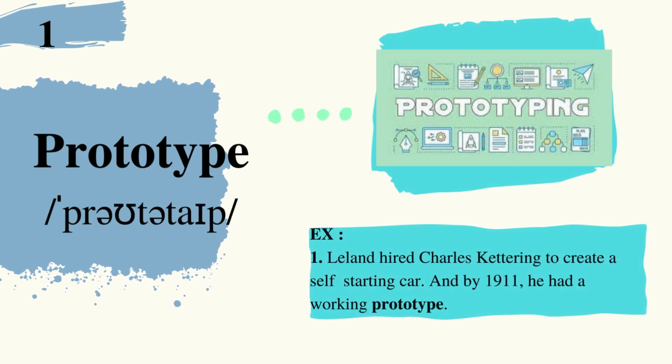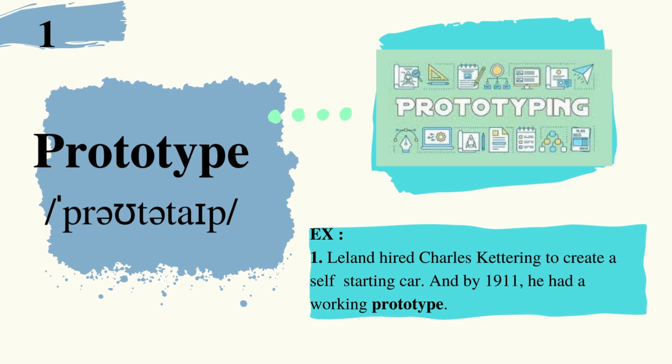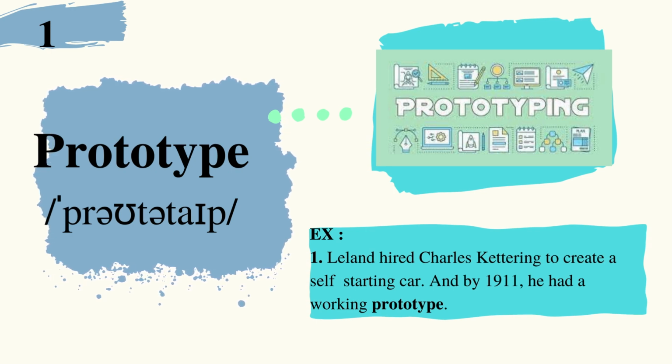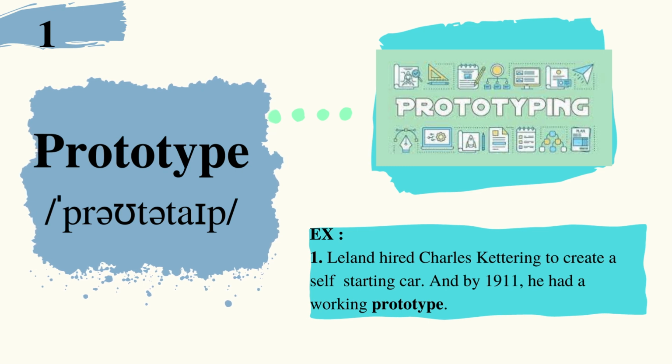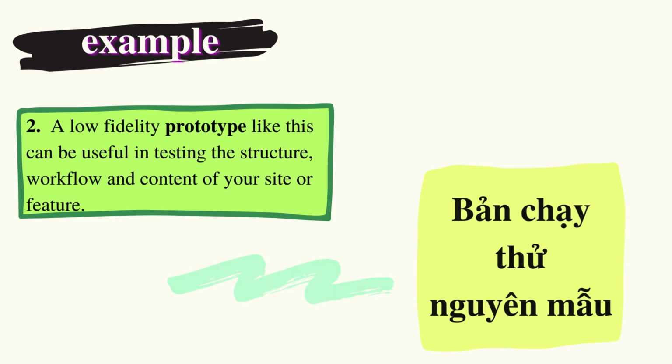1. Prototype. Prototype. Example. Leland hired Charles Kettering to create a self-starting car, and by 1911, he had a working prototype. A low-fidelity prototype like this can be useful in testing the structure, workflow, and content of your site or feature.